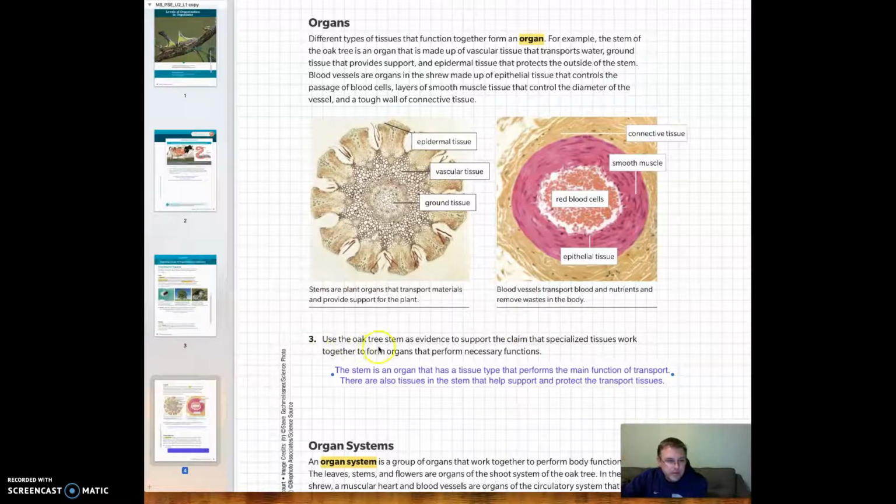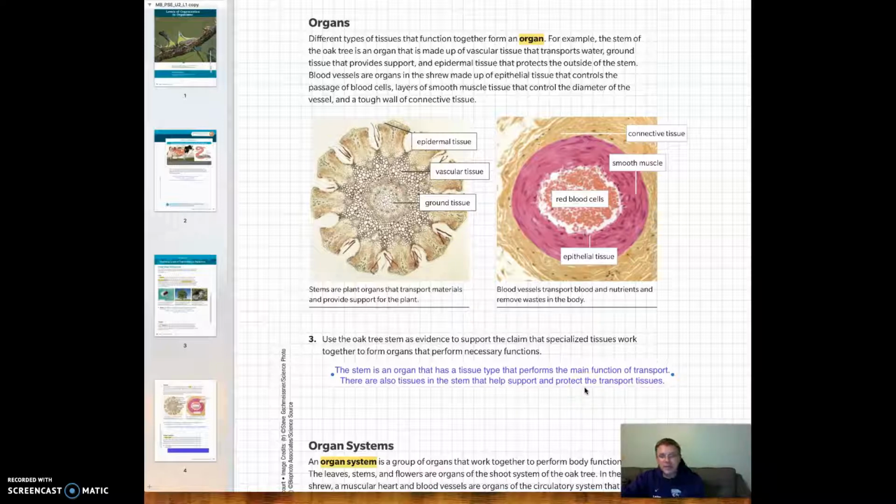The question asks us to use the oak tree stem as evidence to support the claim that specialized tissues work together to form organs that perform necessary functions. Well, that stem, it's an organ, and the main job of that stem is to transport materials. So there are tissues, this vascular tissue, there are tissues to transport materials. There are also tissues, the ground tissue and the epidermal tissue, there's also tissues to support and protect those transport tissues.